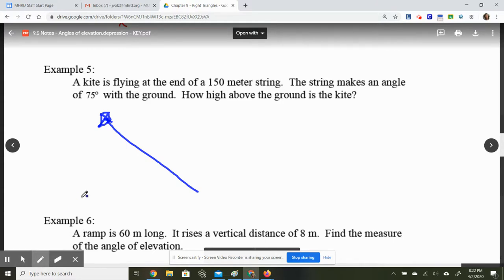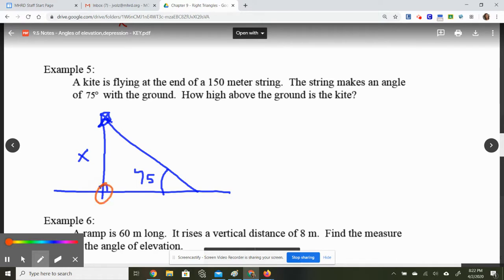The string makes an angle of 75 degrees with the ground. So let's draw the ground, and the angle it makes is 75 degrees. How high above the ground is the kite? Basically, this is the question. What's the height of the kite above the ground? Here's the right angle down here.